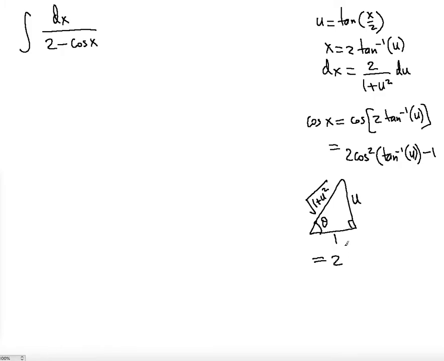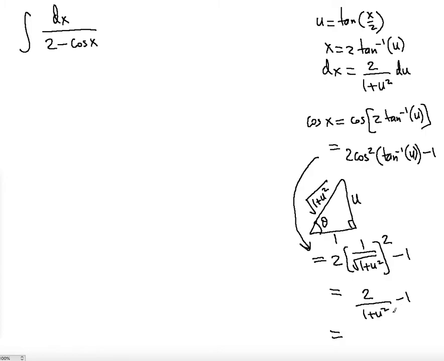So this part becomes twice the cosine squared, where the cosine is 1 over the square root of 1 plus u squared. Now we square that, because it's cosine squared minus 1. So this happens to be 2 over 1 plus u squared, the square root is gone, minus 1. Combined into a single fraction, this gives us 2 minus 1 minus u squared over 1 plus u squared. So that's 1 minus u squared over 1 plus u squared. That's the cosine of x in terms of the new variable u.